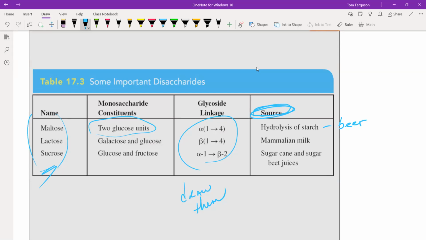Maltose was originally found in beer. That's hence the name maltose. Lactose is found in mammalian milk, frequently dairy. And then sucrose can be found in both cane and beet sugar. Not honey. Honey is an invert sugar. That means the fructose and glucose are separate.